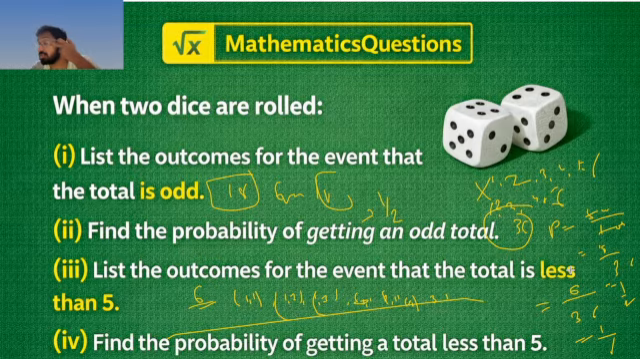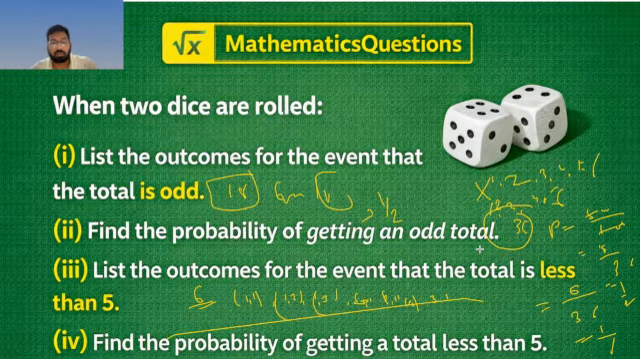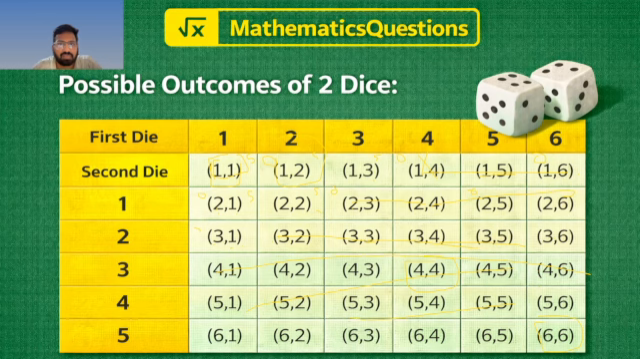You just need to understand, if 2 dice are thrown, what happens, what are the total possible outcomes, and from that table of total possible outcomes which is here, you have to identify what the question is asking for.